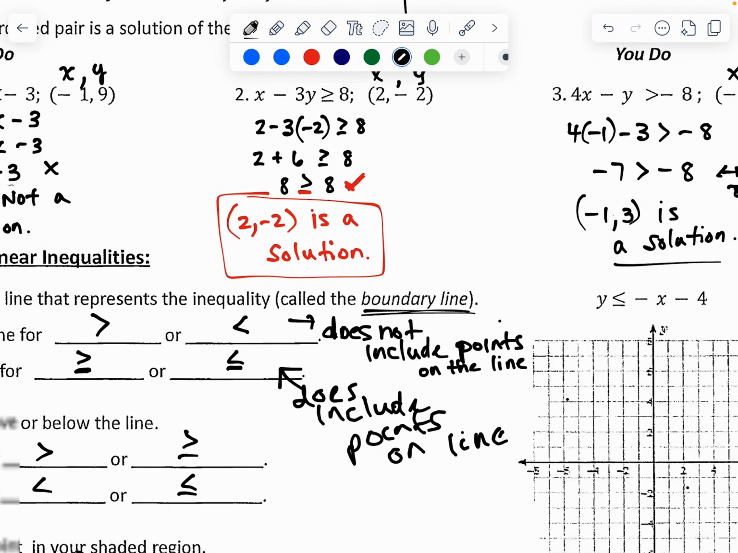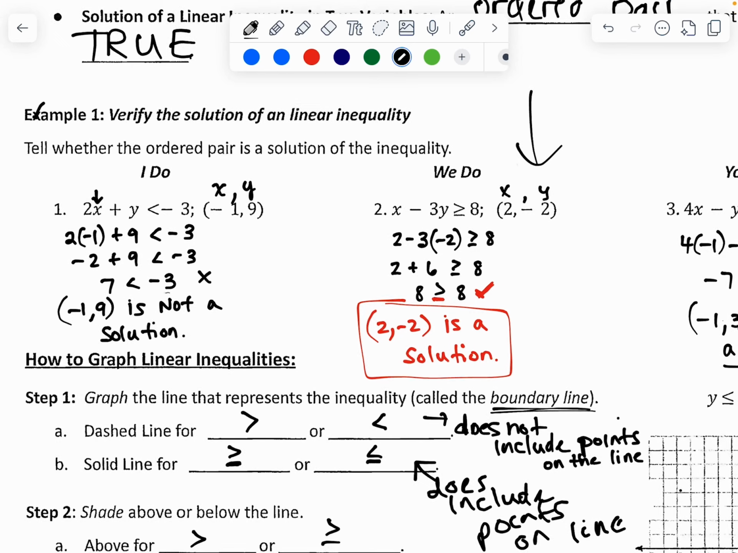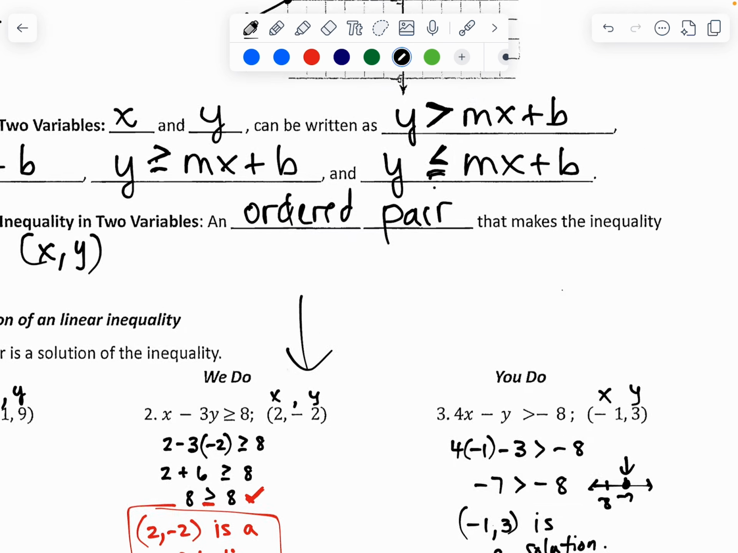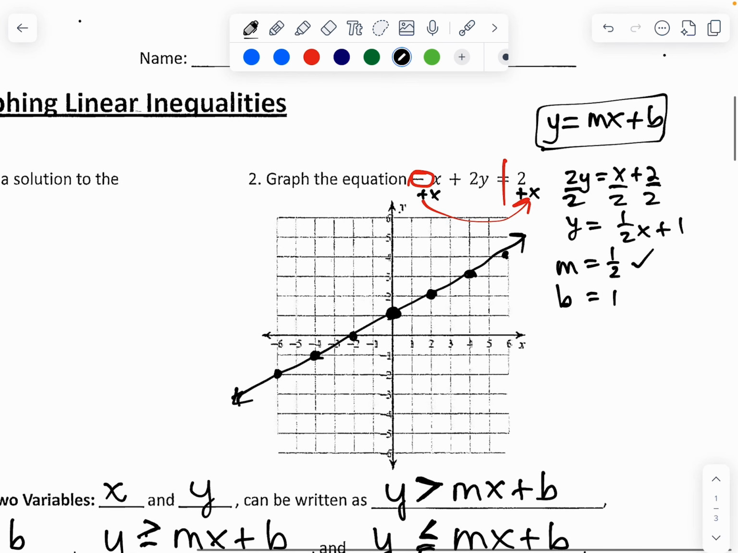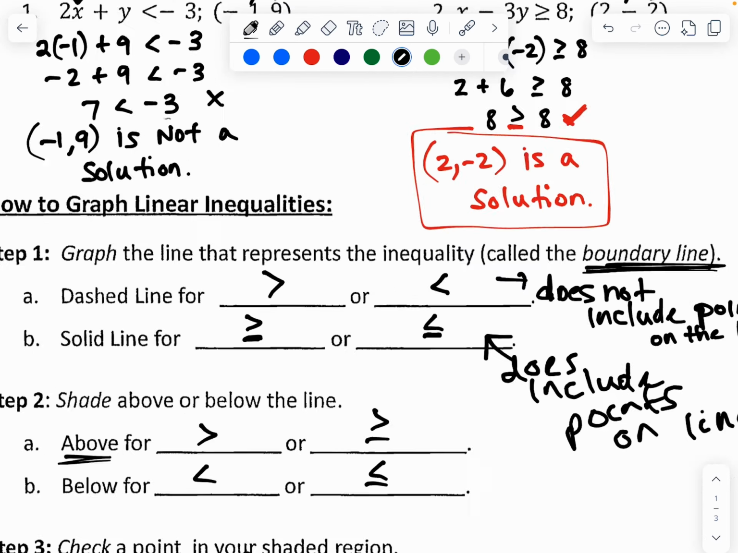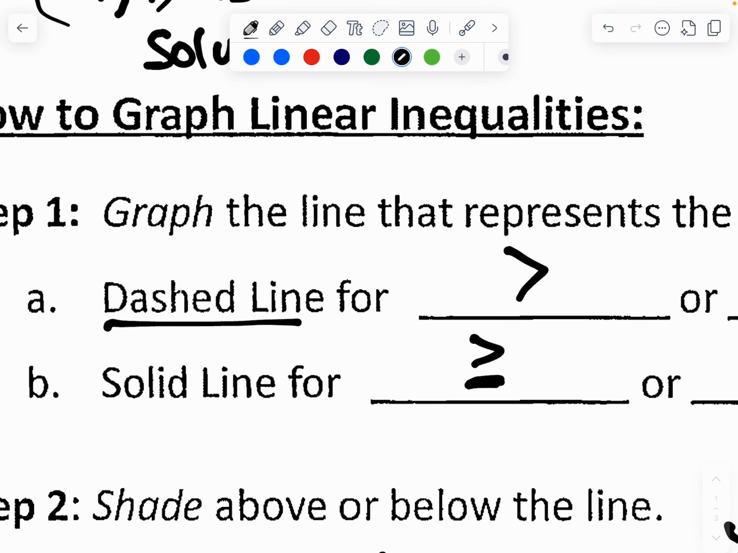Looking at the next part, how to graph linear inequalities. Graph the line that represents the inequality. This is called the boundary line. The boundary line is this line up here that we draw when we're graphing. That's a graphing line, that's a boundary line. We are going to make a dashed line, so it's going to look like this.